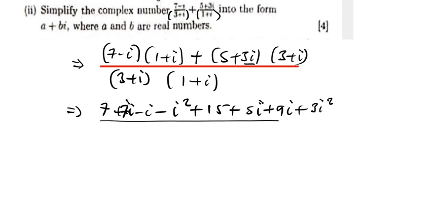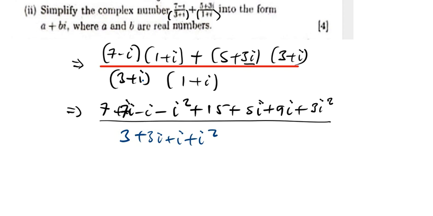If you notice any mistake, you can drop a comment in the comment section. For the other bracket, 3 times 1 is 3, 3 times i is 3i, then i times 1 is i, then i times i is i squared. You understand?